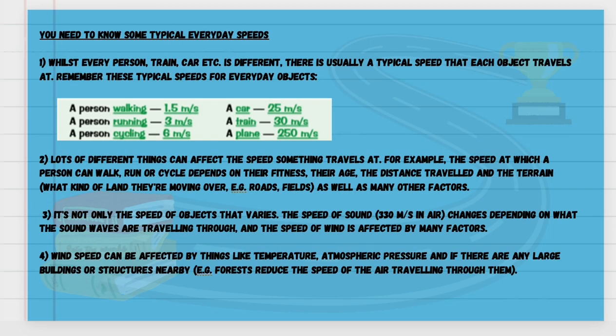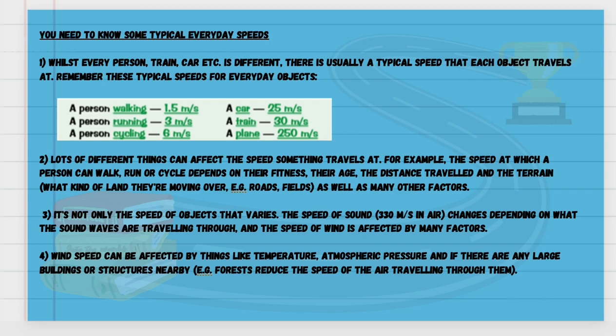You need to know some typical everyday speeds. Whilst every person, train, car, etc. is different, there is usually a typical speed that each object travels at. Remember these typical speeds for everyday objects.